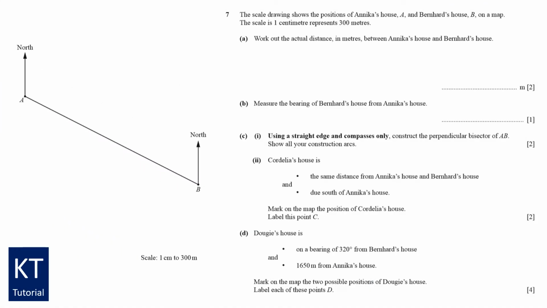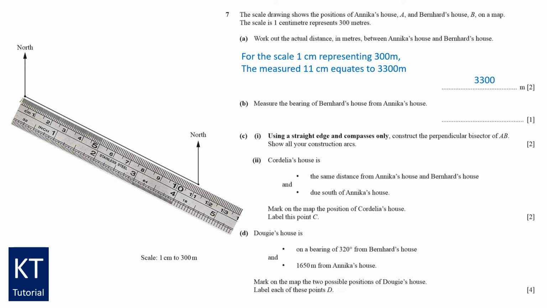Question 7. The scale drawing shows the positions of Anika's house A and Bernhard's house B on a map. The scale is 1 centimeter representing 300 meters. Work out the actual distance in meters between Anika's house and Bernhard's house. With the measured distance being 11 cm, this equates to 11 times 300, which is 3,300 meters.